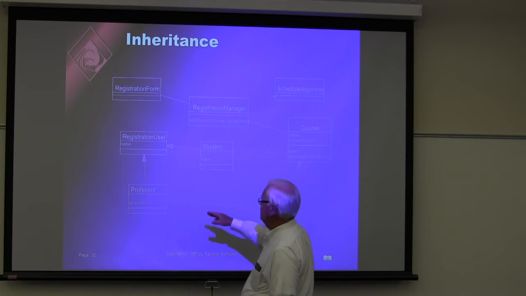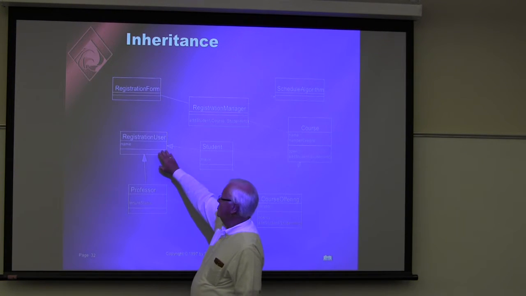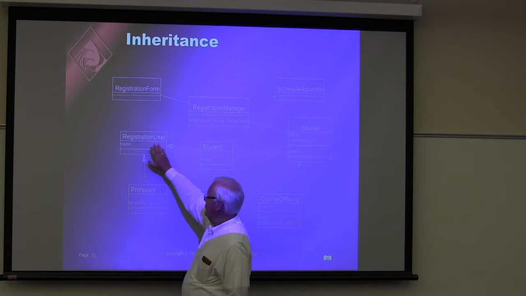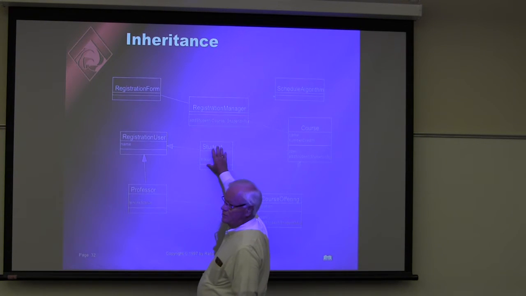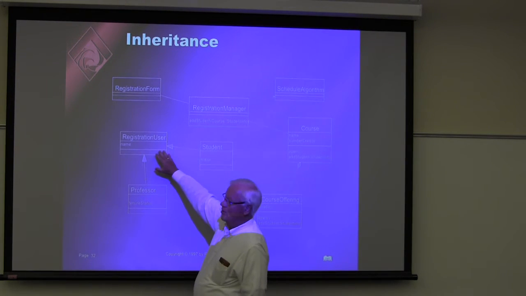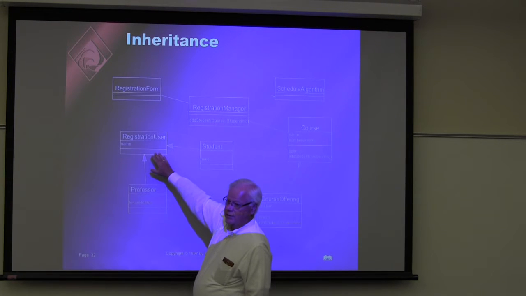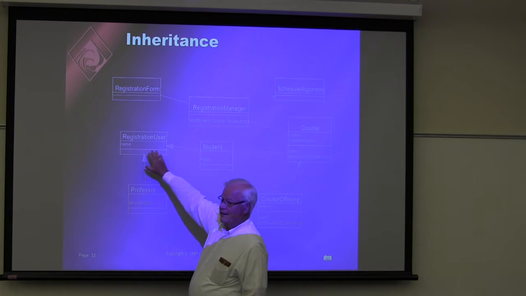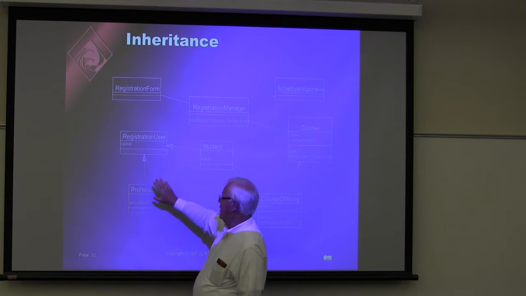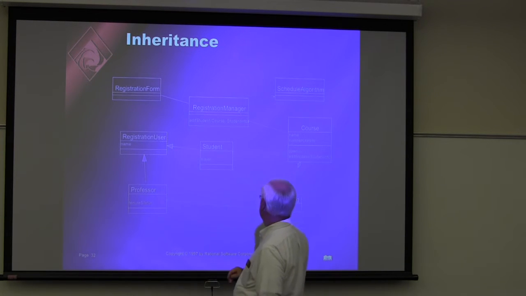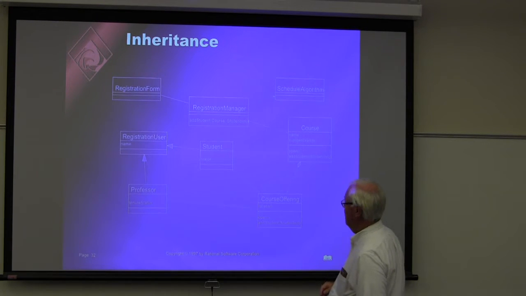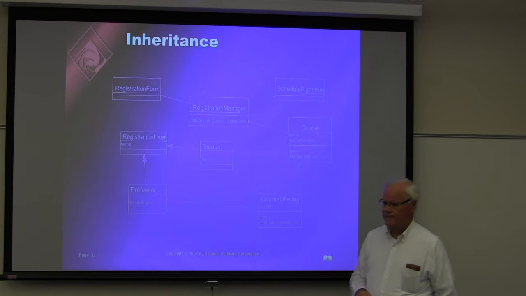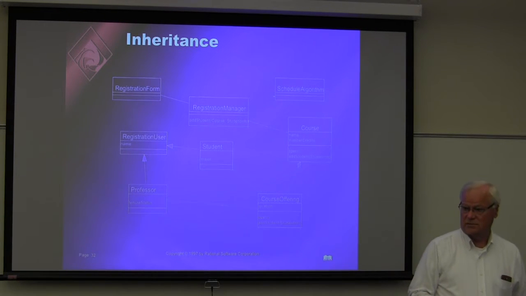Here, I think we're trying to show there's a registration user, which is a conglomerate of professors and students. Okay, so that's a superclass. And this comes into setting passwords and things like that. So you've got a general registration user database, which is a superclass of professors and students. And in fact, that's the only place they've got it. Okay? That makes sense?